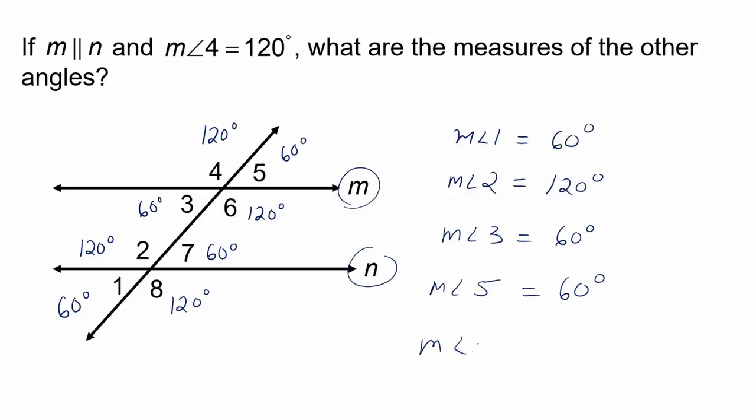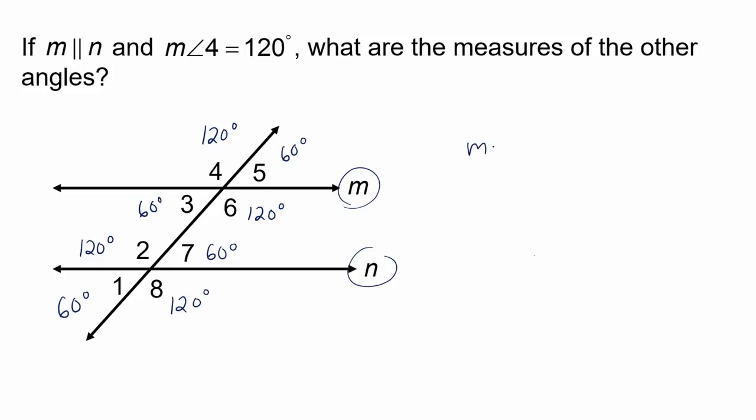The measure of angle 6 is equal to 120 degrees. The measure of angle 7 is equal to 60 degrees. And the last one, the measure of angle 8, is equal to 120 degrees.